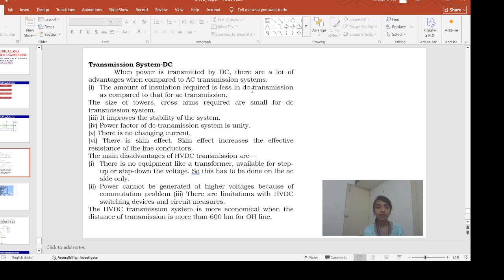Insulation is the protective coating we put on the conductor in order to have safety, in order to protect our conductors from short circuit. So the amount of insulation required will be less in DC transmission compared to AC. Now it is telling that the size of towers and cross arms required are small for the DC transmission system.